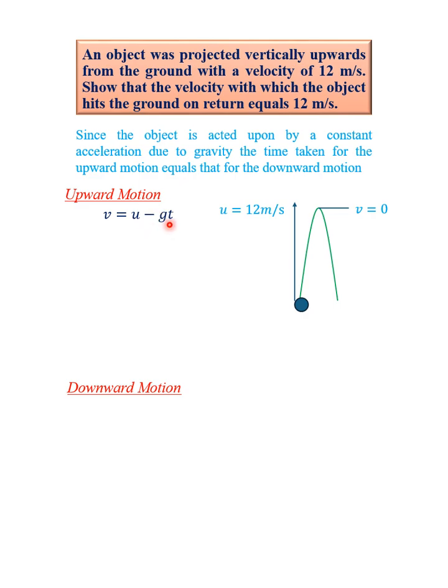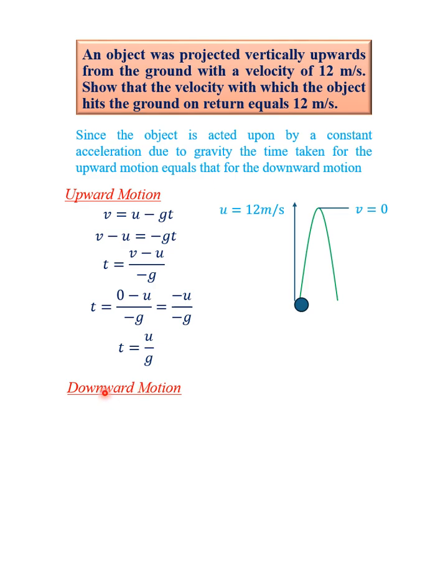From here, to make t the subject of the formula, we subtract u from both sides. So v minus u equals negative gt. To obtain t, we divide both sides by negative g, so that t equals v minus u all over negative g. Remember that v is 0. So if we put 0 here, t equals 0 minus u all over minus g, and that is equal to minus u all over minus g. Negative can cancel negative, so the time becomes u over g. Now we've known the time.